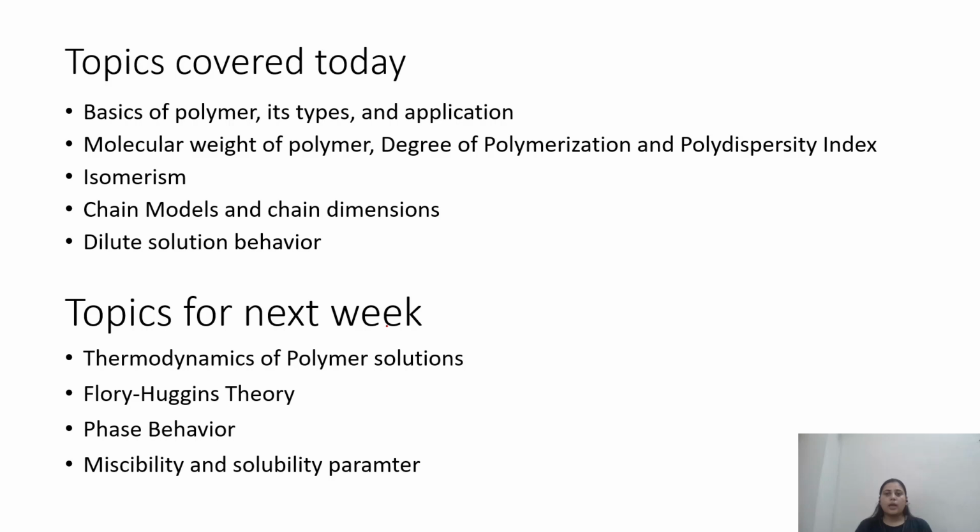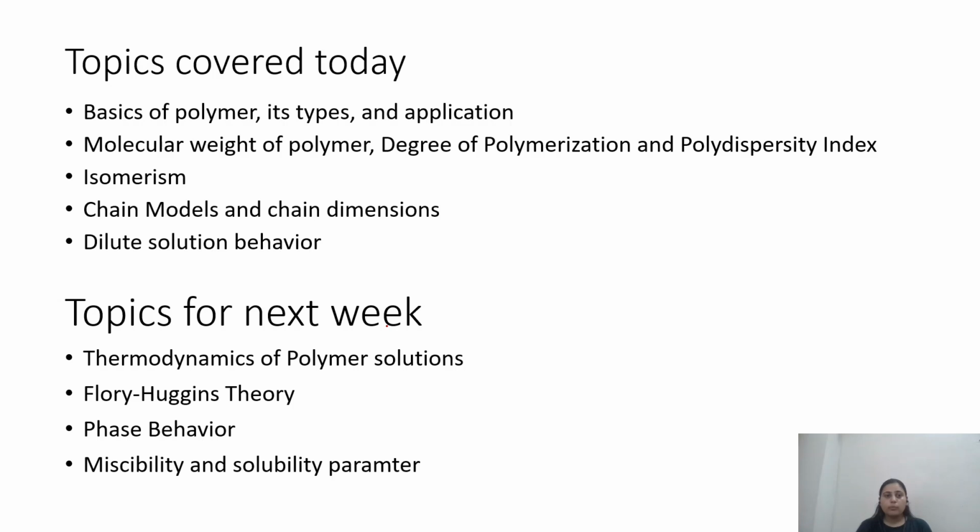And then we discussed two different types of isomerism: configurational isomerism and constitutional isomerism. In that, we also discussed geometrical or cis-trans isomerism, and stereoisomerism. We discussed tacticity, isotactic, syndiotactic, and atactic, and how these conformations affect the final property of the polymer. If isotactic, it will have a more packed structure, and because of that there will be high crystallinity and high melting point.